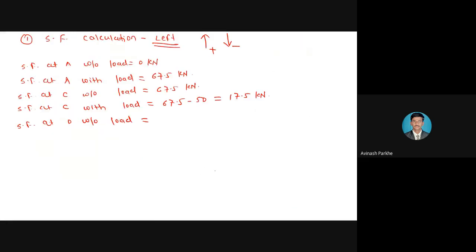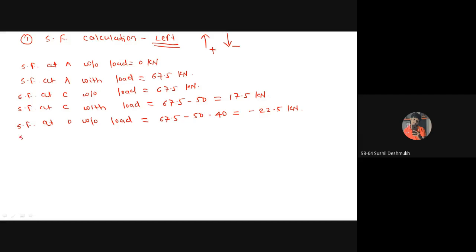So 67.5 positive because moving upward, minus 50, minus 40 is equal to, tell me the answer. Three forces are present to the left side. Out of that, one is moving upward, remaining two are moving downward. Without load, it is minus 22.5 kilonewton.